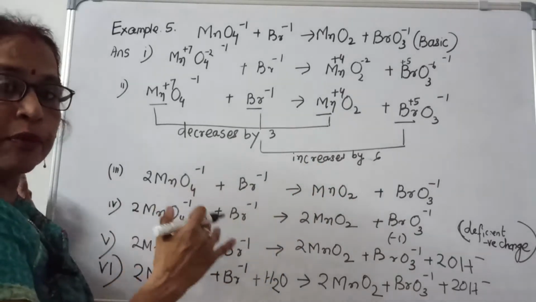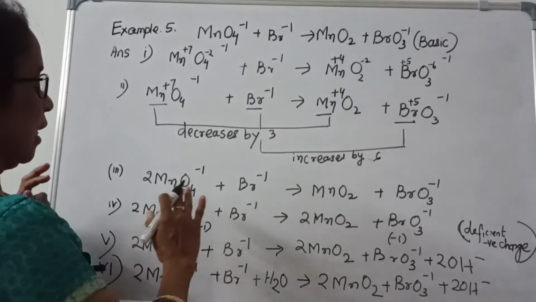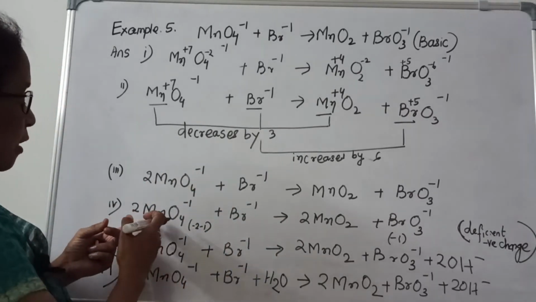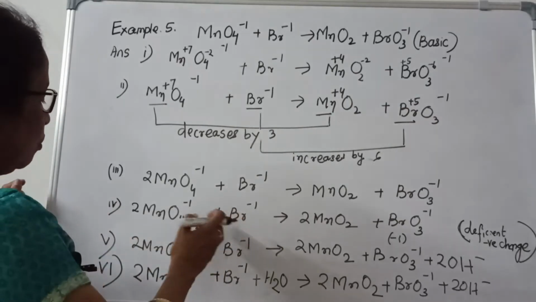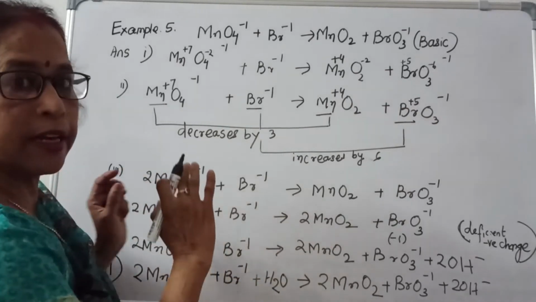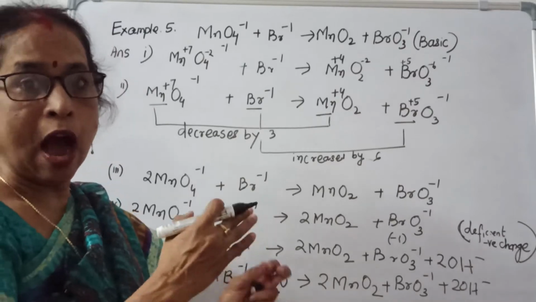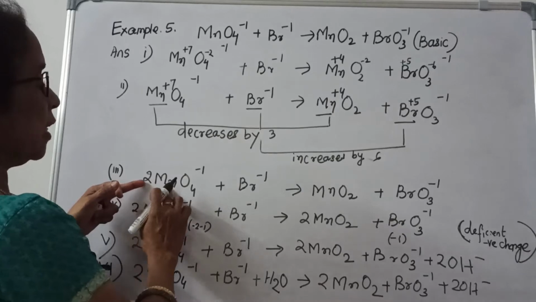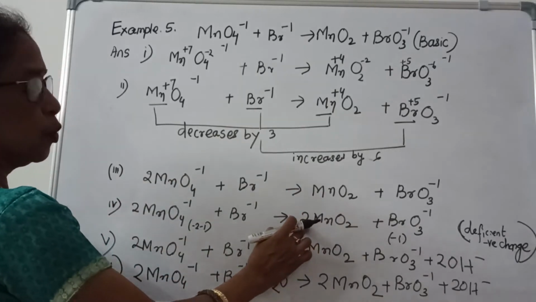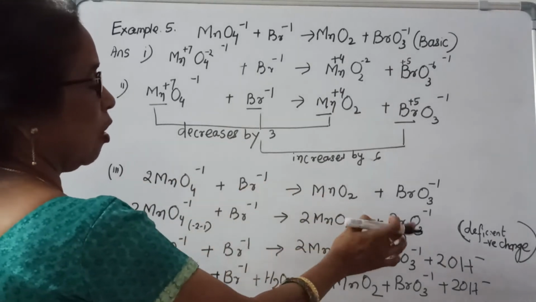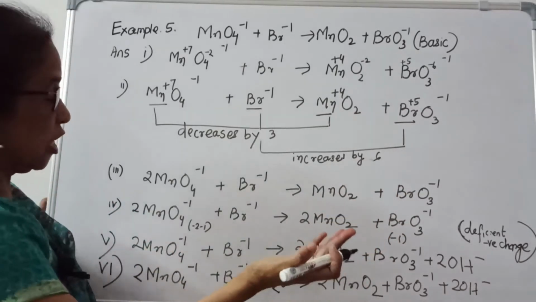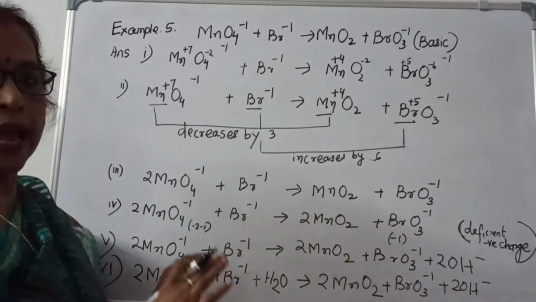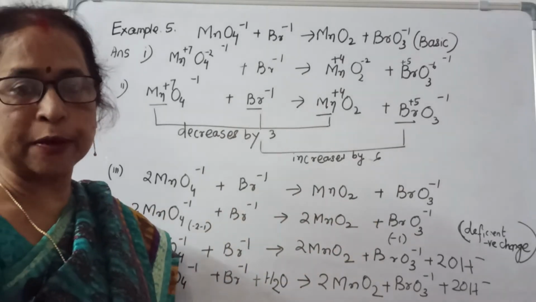And after that you will balance all the different atoms except oxygen. Except oxygen, what are present here? Manganese and bromine. Now you will balance on both sides, reactant side and product side. How many manganese here and how many manganese here? 2 manganese and 1 manganese, that is why I have to put 2 here, and bromine is already 1, so nothing to change there. Only you will put 2 MnO2, that means except oxygen all are balanced.